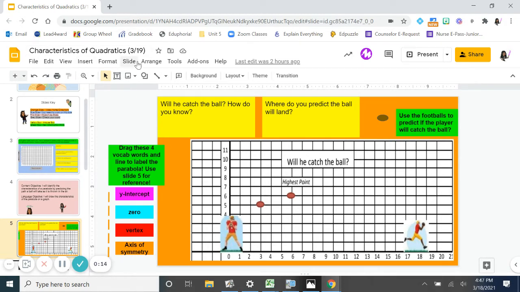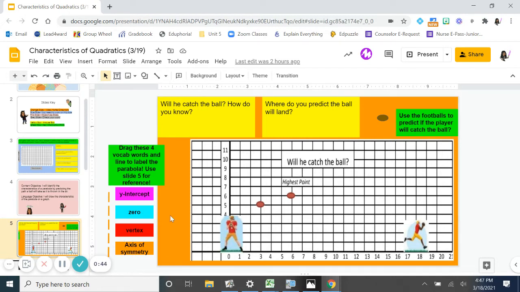So you're going to be given a set of 4 problems that are going to look like this, where it's got a graph and there's a little picture of somebody throwing a ball or kicking a ball. And we're going to make some predictions today. So our goal is to figure out, will he catch the ball? How do we know? And where do we think the ball is going to land exactly? And you've got some footballs here that you can kind of move across the graph and everything. And while we do that, we're also going to be learning some vocabulary over here on the left.